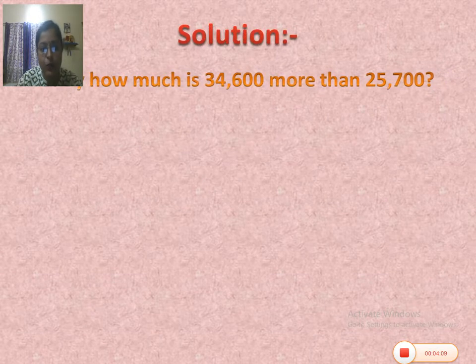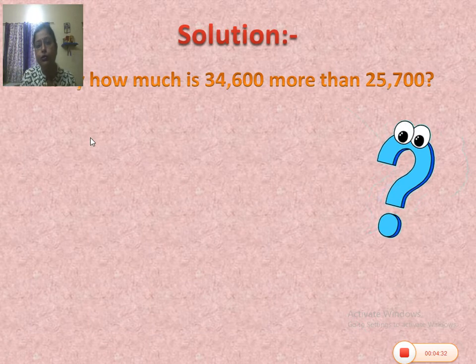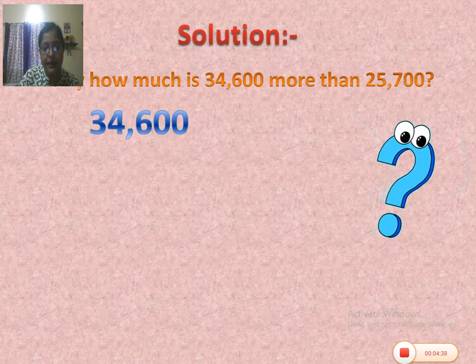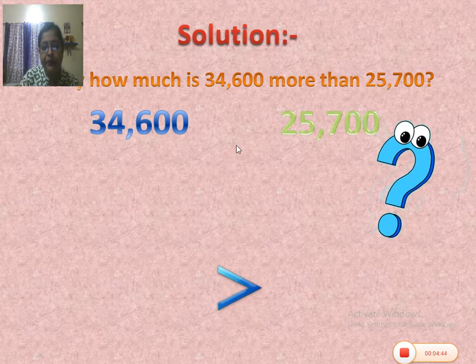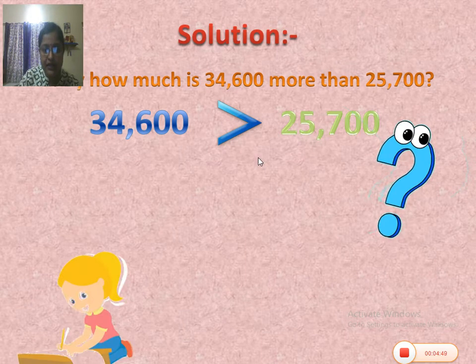Now let's move to the second question. Our second question was, by how much is 34,600 more than 25,700? It is already stated here that 34,600 is more than 25,700. But we have to find out by how much it is more. So let's think, how should we start the work? The information we have is that 34,600 is greater than 25,700. So let's start solving it, children.